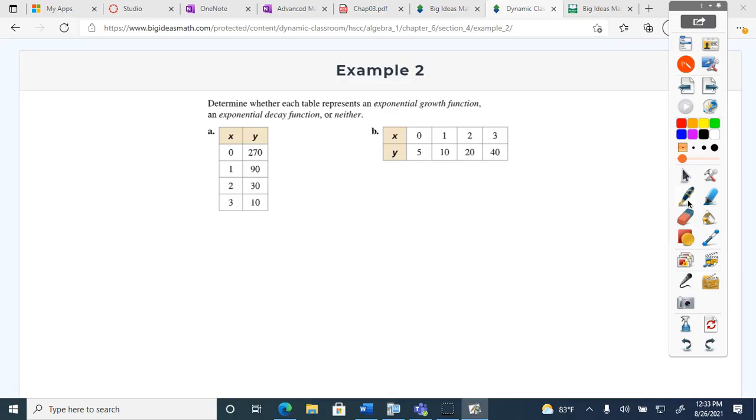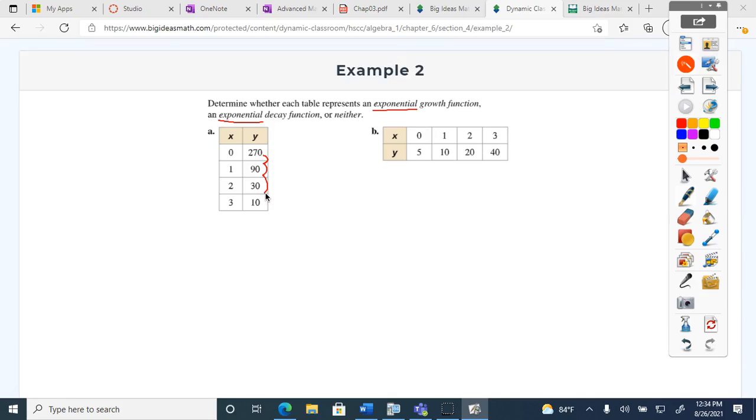Determine whether each table represents an exponential growth function, an exponential decay function, or neither. This is pretty common sense. If it's going down, it's decay. If it's going up, it's growth. Or it could be neither, because remember, they're saying exponential. It could be going up but not be exponential. How do you know if it's exponential? You're either multiplying by something or dividing by something. Dividing would be decaying, multiplying would be growing. So here, obviously, the y's are going down, so it's decaying. We have to figure out, is it decaying the same amount every time?